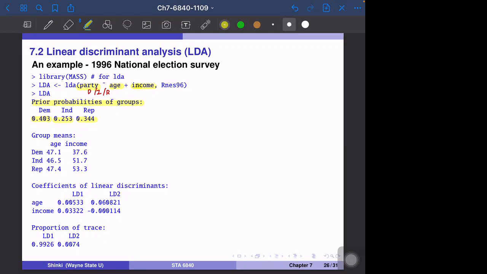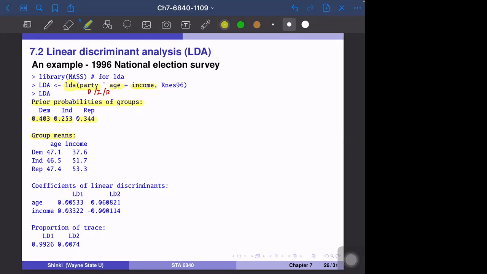Okay, so this is the result of fitting this LDA function. It's the same as the regression form: just the response, tilde, then predictor plus predictor. And the group means are important because we are thinking about the between group variability and the within group variability.